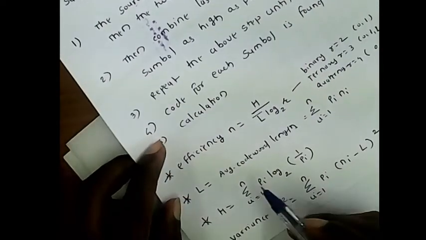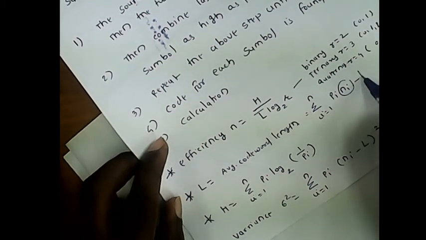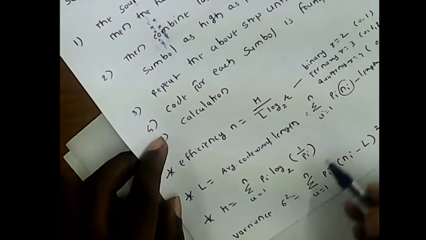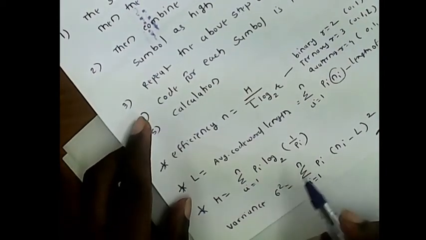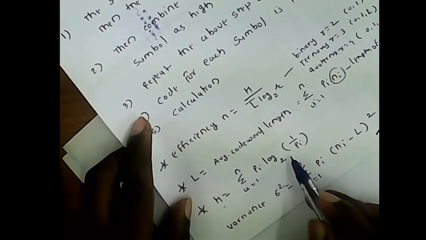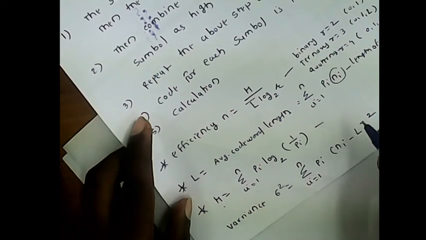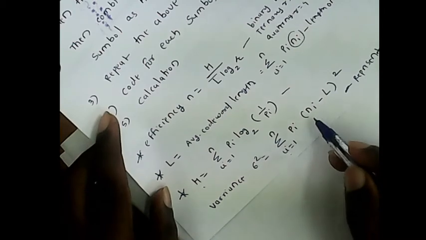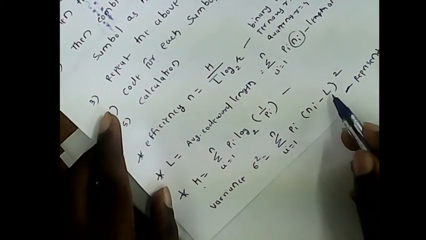Then the average code word length is the summation, i equal to 1 to n, of p_i into n_i, where n_i is the length of the code word. To calculate the average information, that is the entropy, summation i equal to 1 up to n of p_i into log to the base 2 of 1 upon p_i. The variance is sigma square equal to the summation of p_i into (n_i minus the average code word length) whole square. So this is to be calculated.